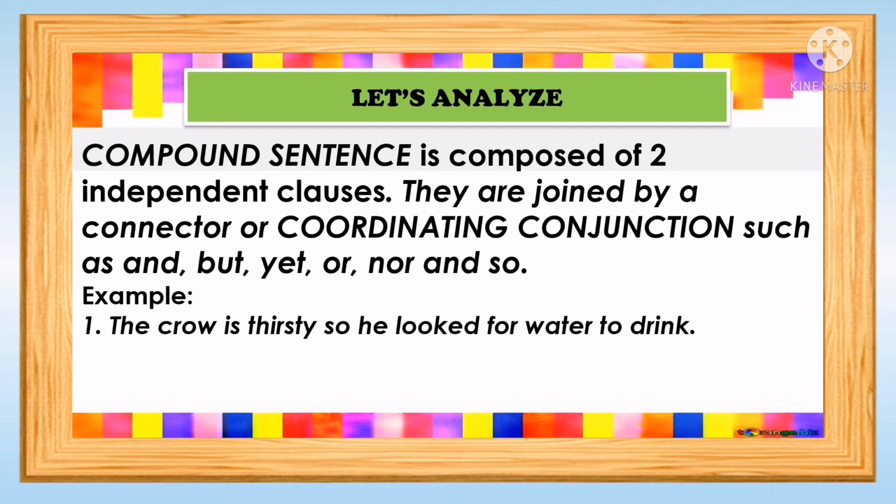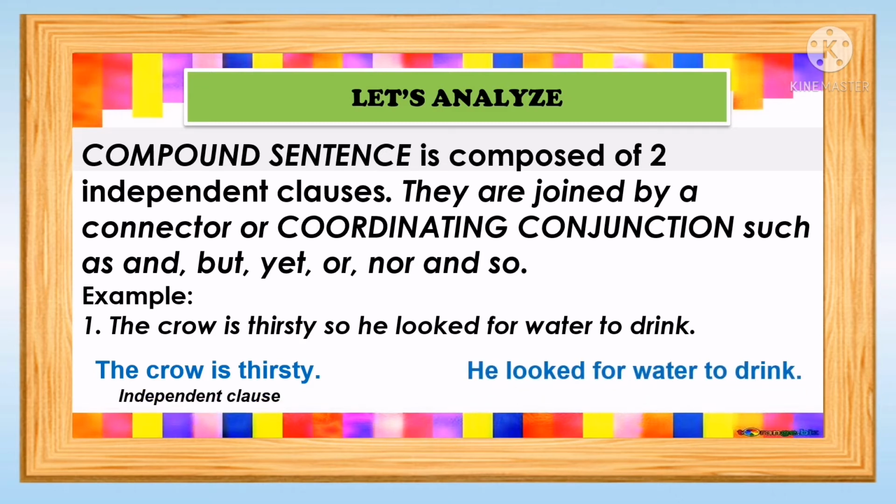Alright, now let's have the example. Number 1. The crow is thirsty, so he looked for water to drink. Now the first independent clause is the crow is thirsty. And the second independent clause is he looked for water to drink. And the connector or the coordinating conjunction used is so.